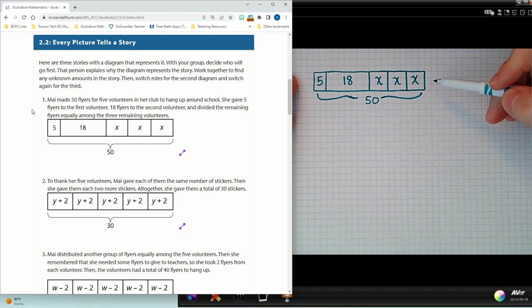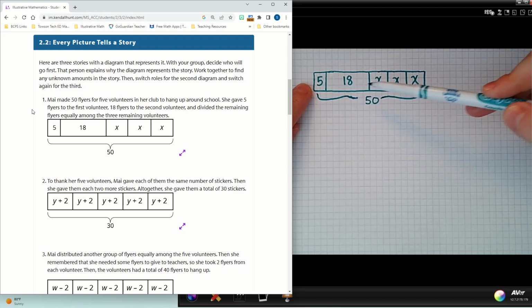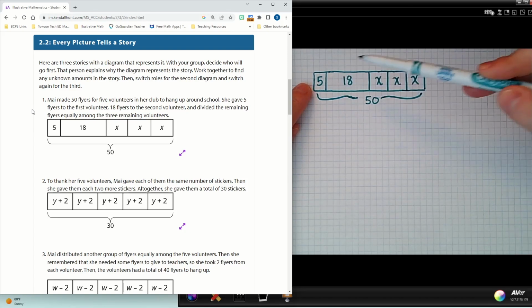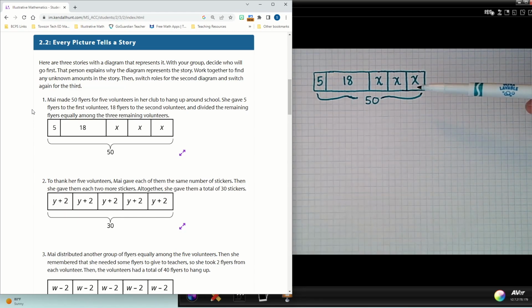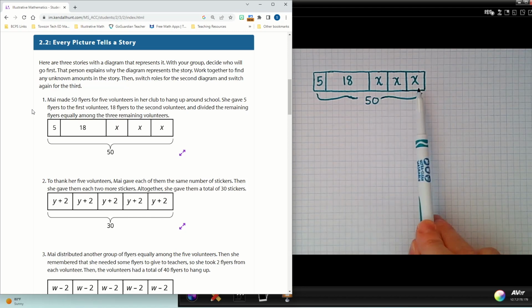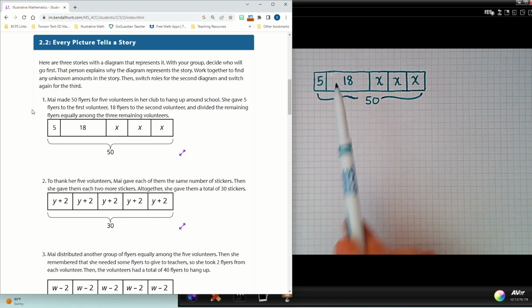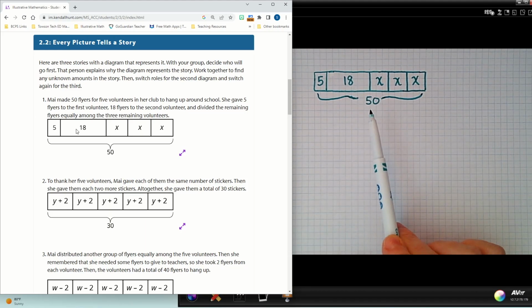Now what's really nice about tape diagrams is that you can see the size representation. 5 is small, 18 is larger, and my X's are all the same size. That's the whole concept, to help students understand the relationship of the numbers. So we know that these 3 X's have to be smaller than 18 because our 18 bar is taking up a large space. And we know the total is 50.